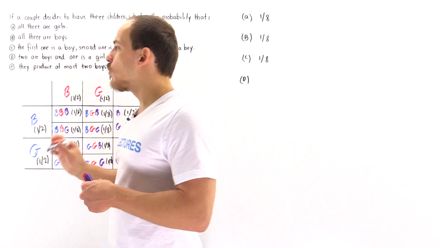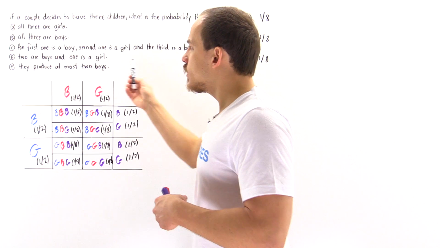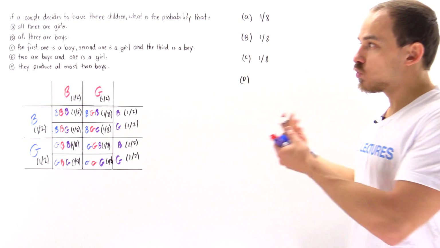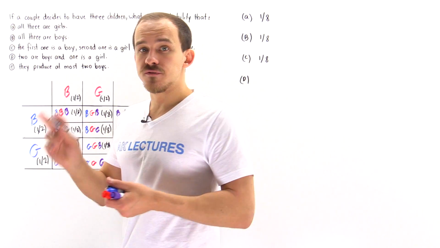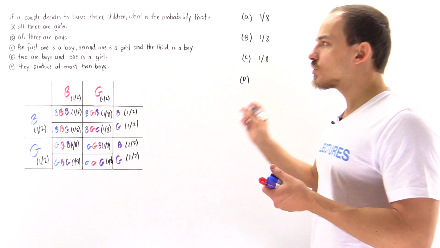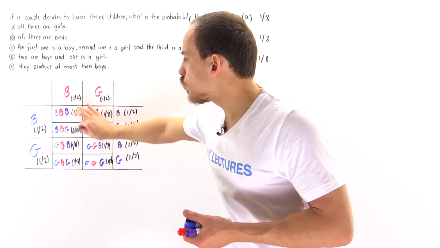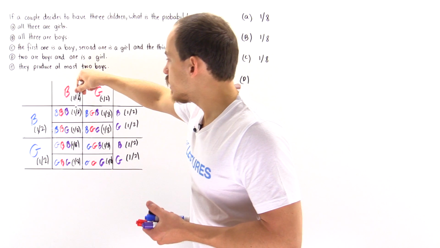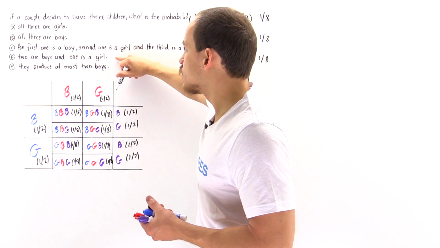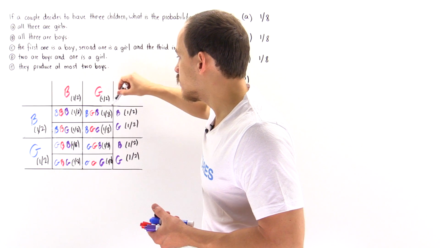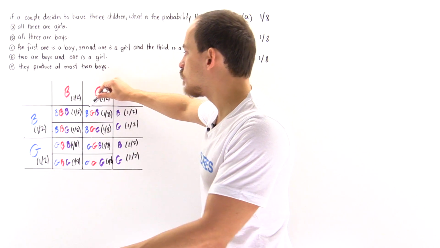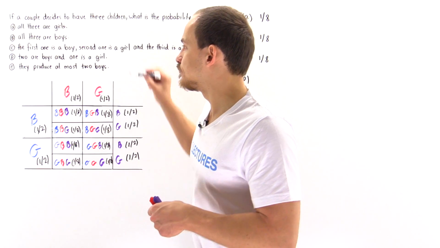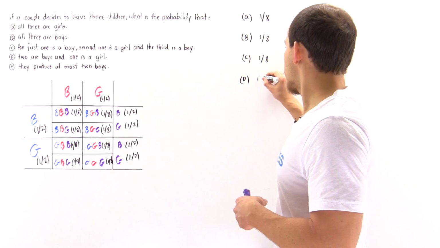Now D, 2 are boys and 1 is a girl. Now notice we are not given the order of these children, so it doesn't matter which 2 are boys and which one is a girl. All we want is a total of 2 boys and 1 girl. So the order doesn't matter. Now let's see which one of these 8 cases satisfy this situation, 2 boys and 1 girl. So in case number 1, we have 3 boys, so that doesn't work. In case number 2 here, the first one is a boy, the last one is a boy, and the middle one is a girl. And this satisfies this case. So the probability here is 1/8.